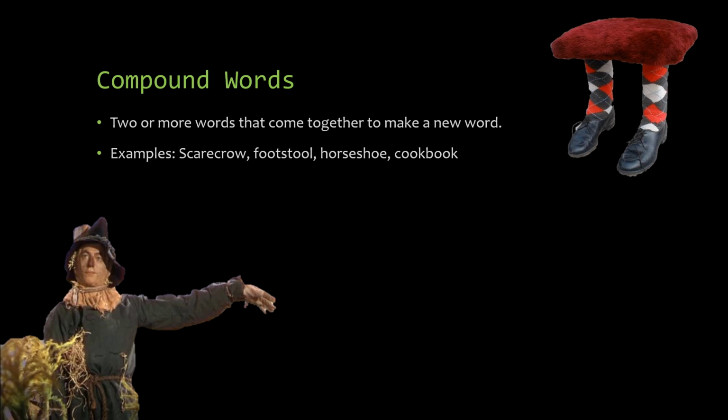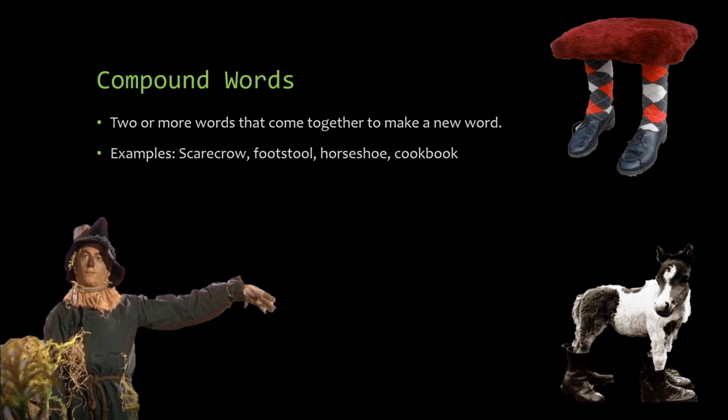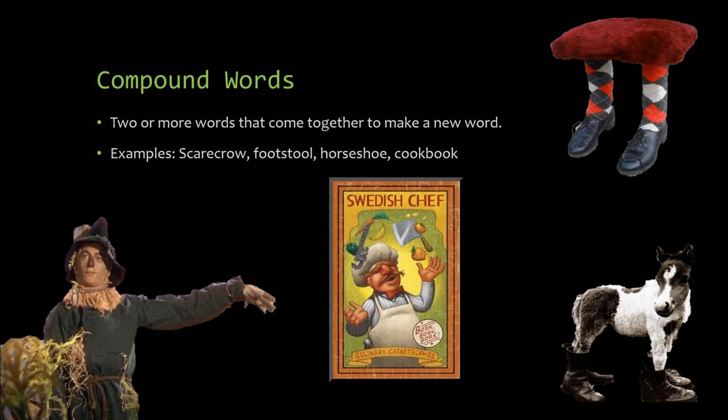Footstool is another one. Okay, this is a very literal looking footstool, but a footstool is a stool for your feet, right? You prop your feet up on it to rest them. Horseshoe is another one. Again, not necessarily literal like what you see here, but it is a shoe that you attach to the bottom of a horse's hoof, right, to protect it. Or a cookbook, right? A cookbook is a book for cooking, okay? So some compound words like these make a lot of sense, right? It's something that we use all the time.